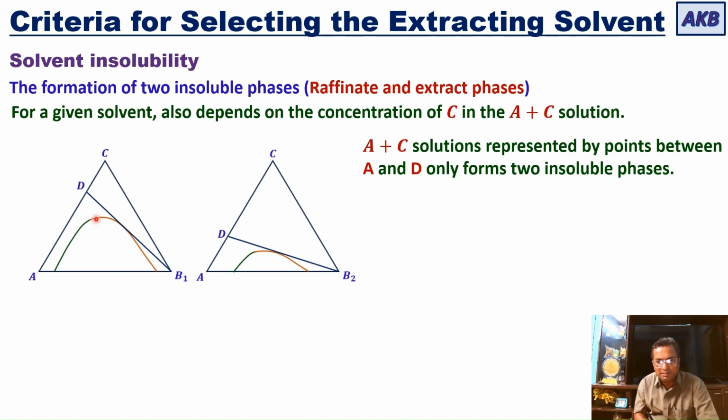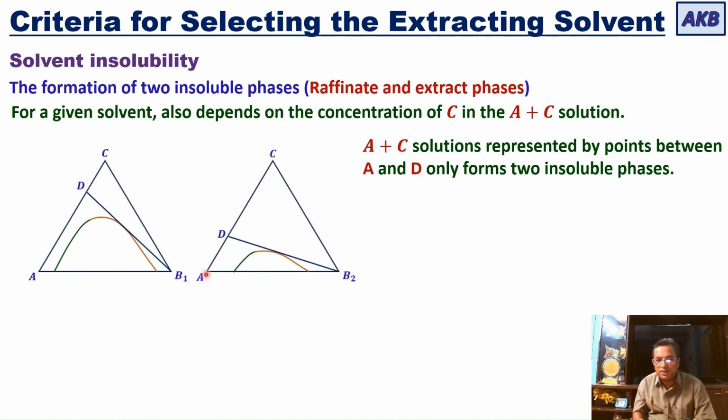This is the same understanding for this ternary diagram and this ternary diagram. For this ternary diagram, all those A plus C solutions that are represented by points that lie between A and D. So A plus C solutions represented by points between A and D can only form two insoluble phases with these solvents. So for example, for this ternary diagram, only solutions represented by points between A and D will be forming two insoluble phases with solvent B1.